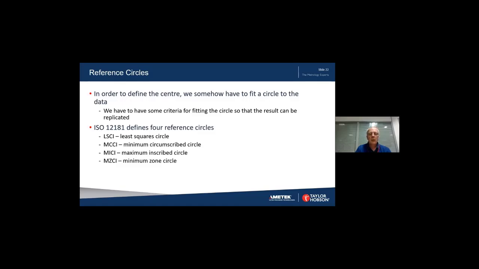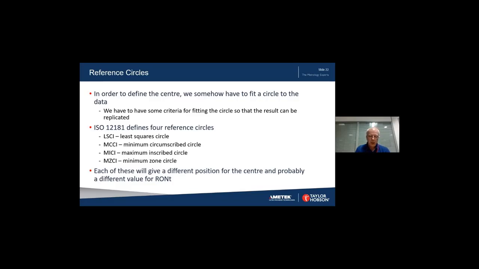Finally, there is the minimum zone circle, or MZCI. This fits 2 concentric circles that just enclose the data. This definition is essentially identical to the definition of roundness, and this fit will always produce the smallest RON-T value. However, like the MC and MI, this fit is directly affected by any imperfections in the data.